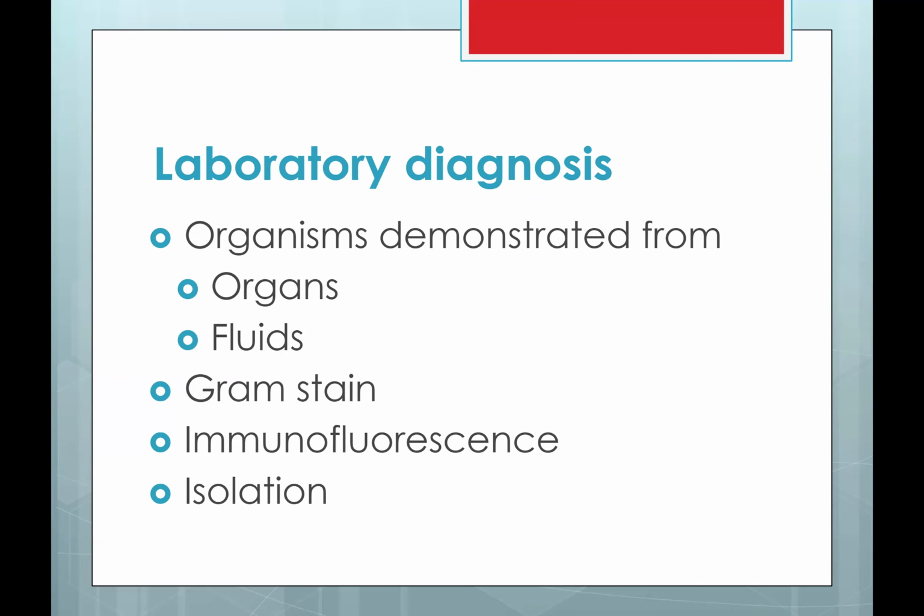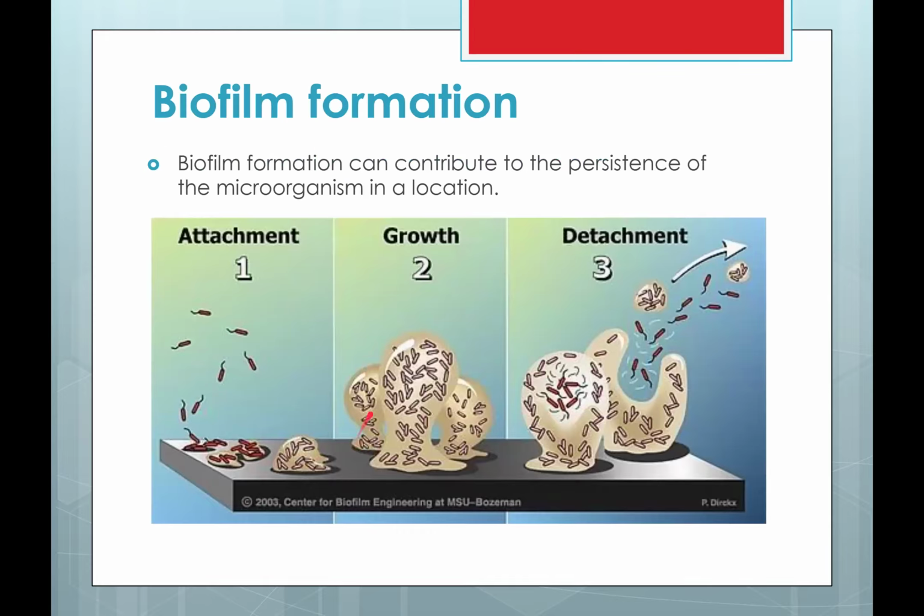For lab diagnosis, the organisms can be demonstrated from organs and fluids. Then you can perform gram stain, isolation of the bacteria, or even immunofluorescence. Riemerella is known to produce biofilms. We mentioned biofilms in other bacteria, for example Pseudomonas also produces biofilms. And this is how biofilms are formed.